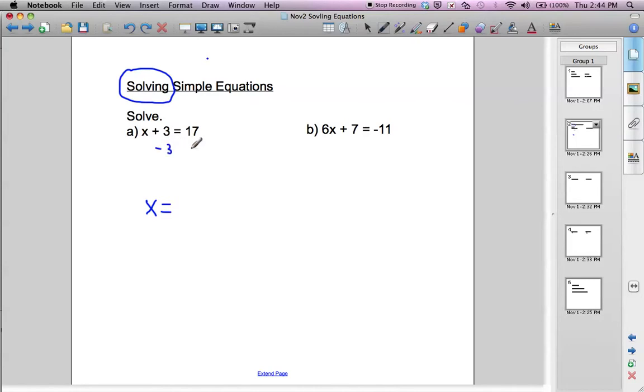We're going to subtract 3 from both sides of the equation because whatever you do to one side, you have to do to the other side to keep the equation equal. So we're going to have x equals 14 in this case. Let's check that.